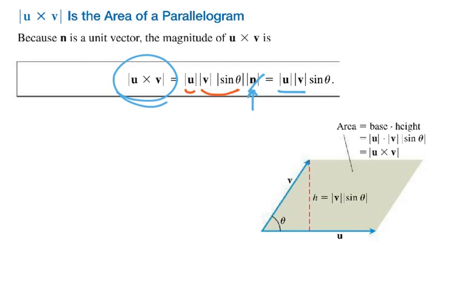In the following video, we're going to talk about the determinant formula, which helps us to solve u cross v. We can use that when we do not have an angle, which will be most cases that you see.